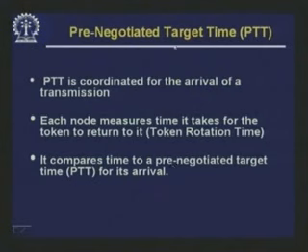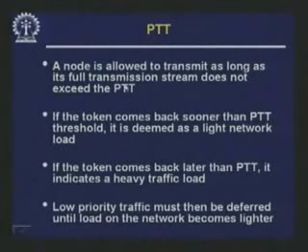There is a pre-negotiated target time called PTT. PTT is coordinated for the arrival of a transmission. Each node measures the time it takes for the token to return to it, that is the TRT we have talked about. It compares the time to the pre-negotiated target time PTT for its arrival. A node is allowed to transmit as long as its full transmission stream does not exceed the PTT. Okay. So, there is a pre-negotiated target time which is allowed.